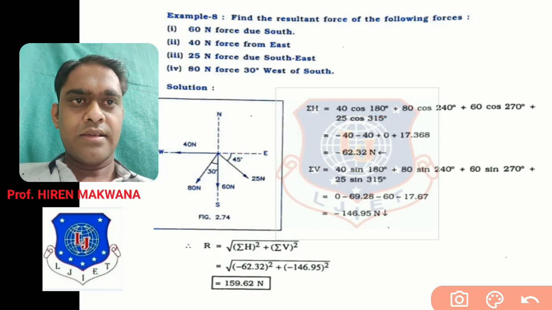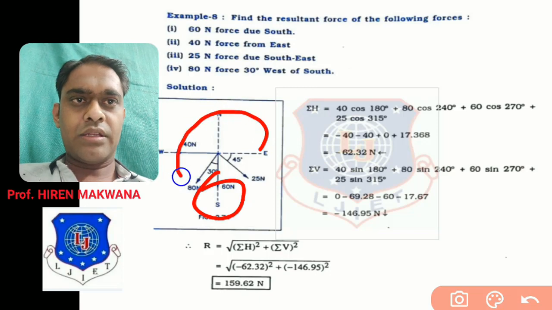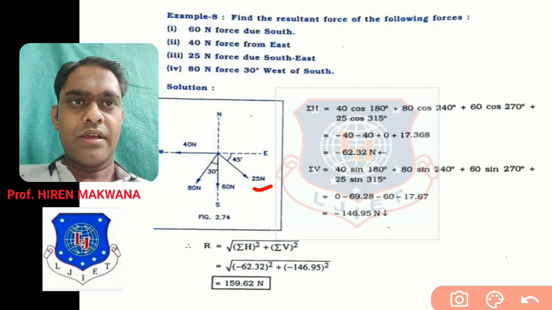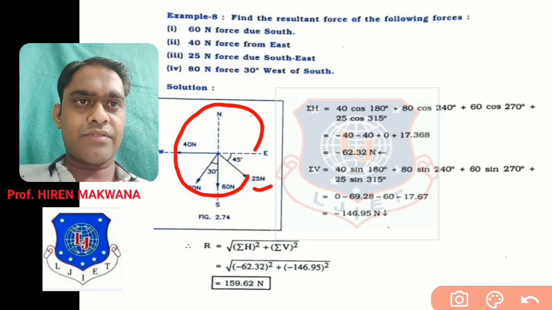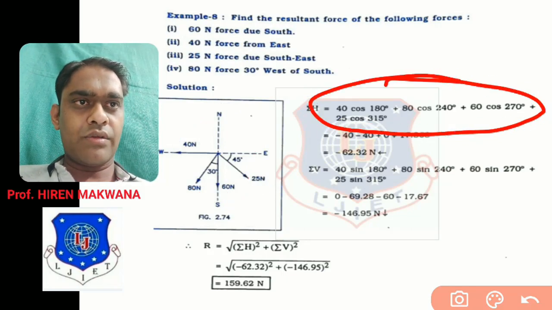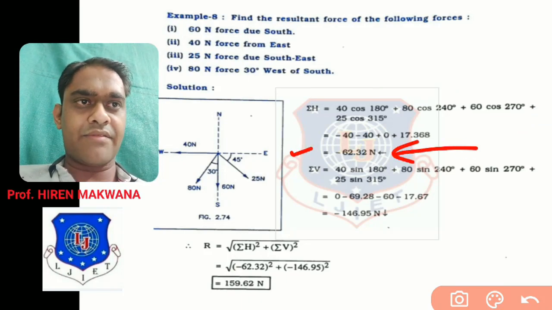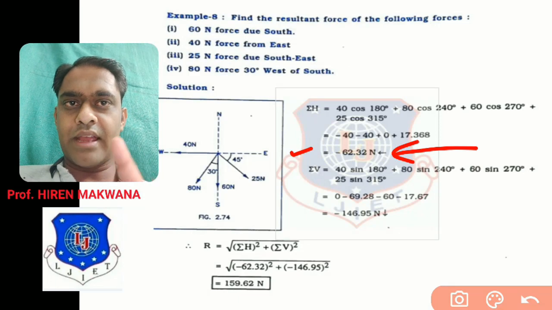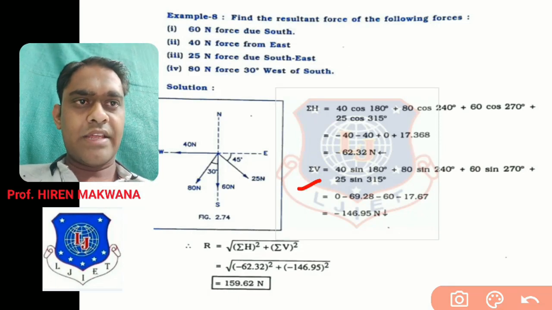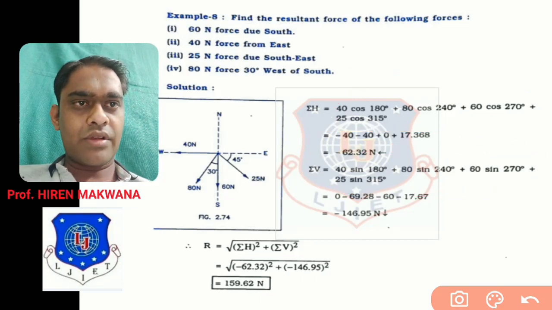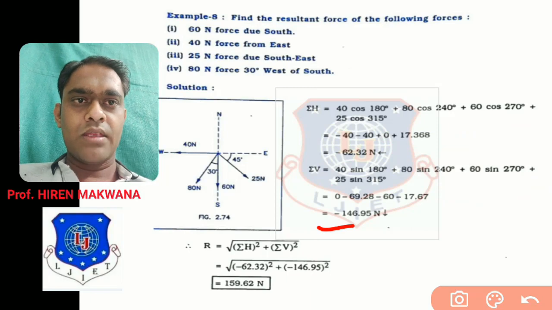Third force is 60. So angle will be 3 quadrants, 270. Next force is 25. Angle will be 360 minus 45, so 315. So the final answer of all the calculation will be available in your calculator. It is in the negative direction, so it is left side. Sigma h will be on the negative x-axis. Sigma v, same method, all these values are copied down. Solve in your calculator. Sigma v is also negative.